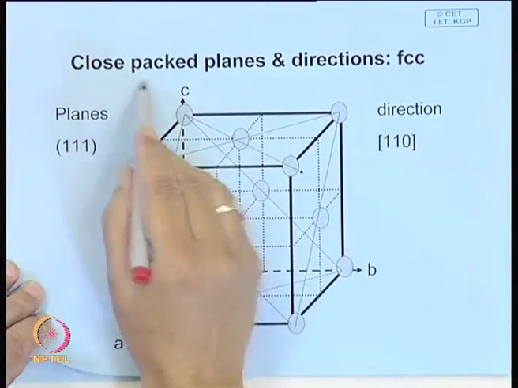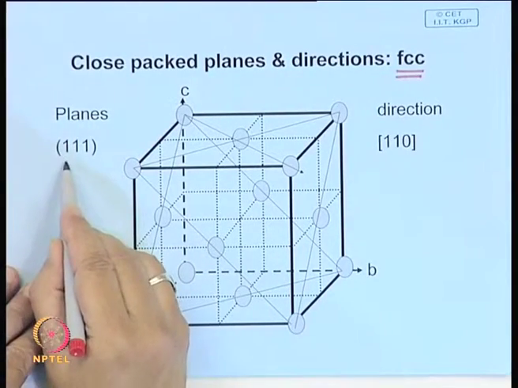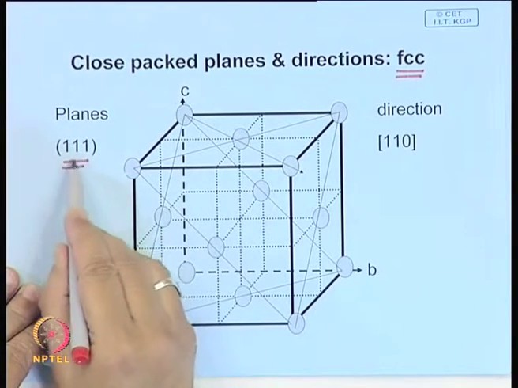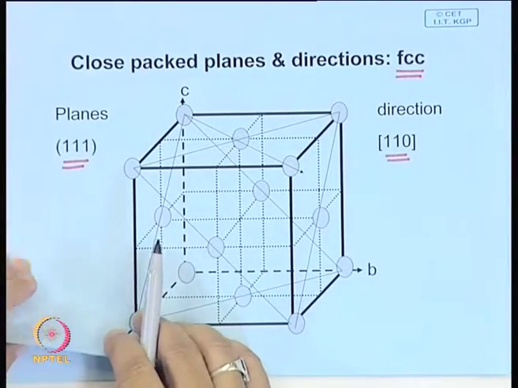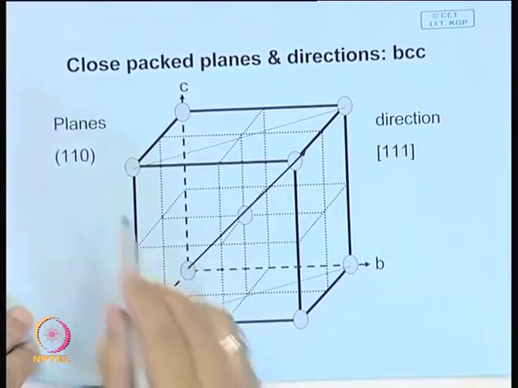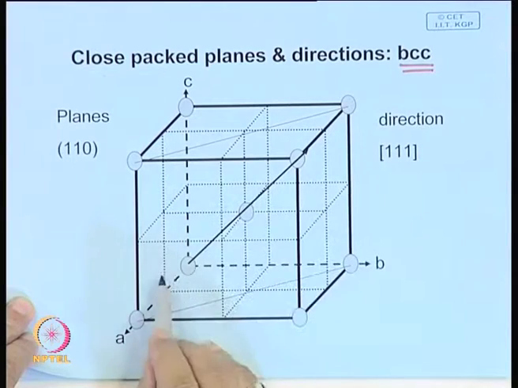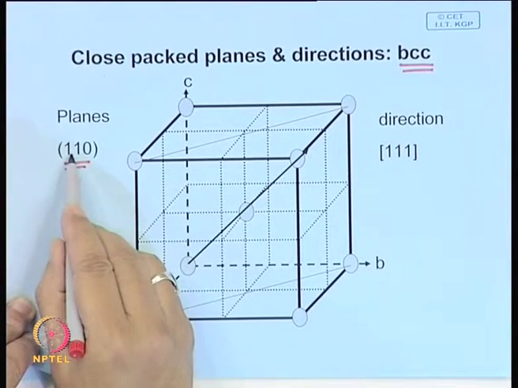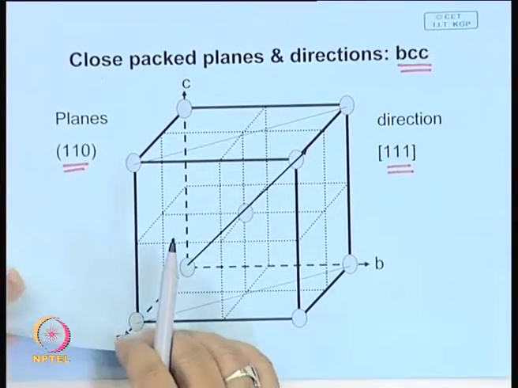Look at the closed packed planes and directions in FCC and try and find out or locate each of these 1, 1, 1 planes and each of these directions, how they are arranged. Repeat the same thing in case of a body centered cubic structure. Try to locate all planes of type 110 and all directions of type 111.